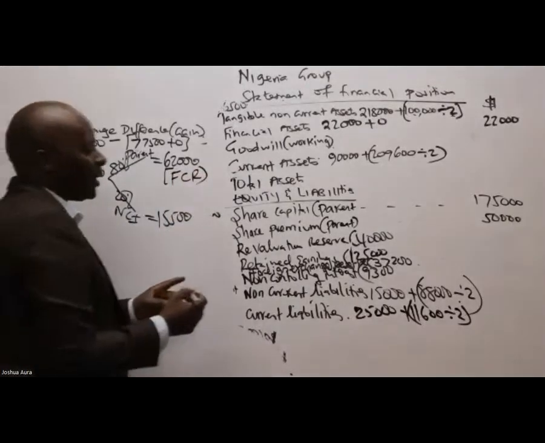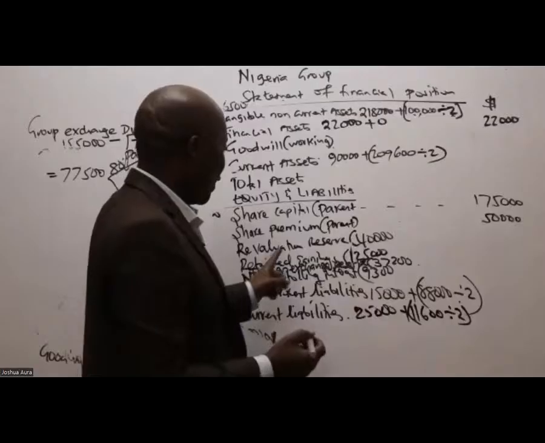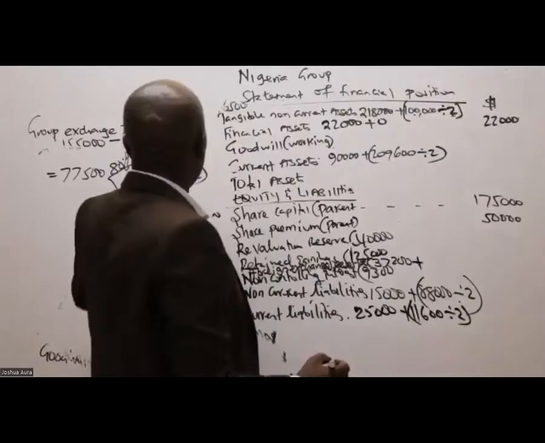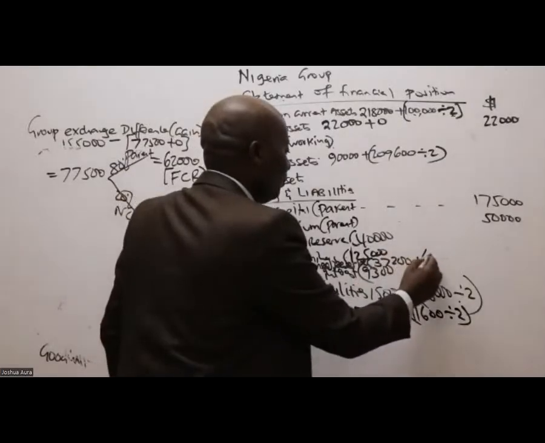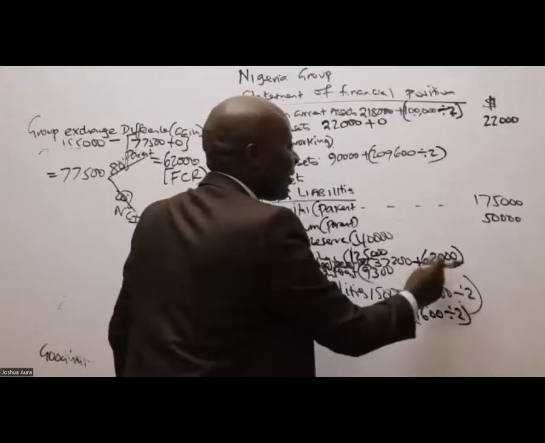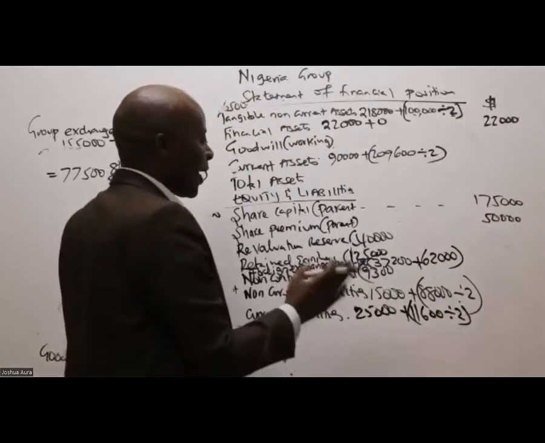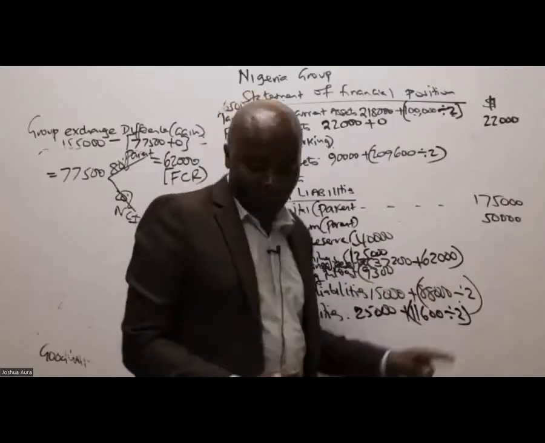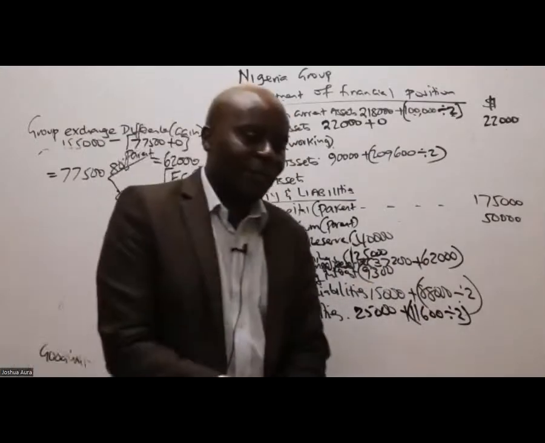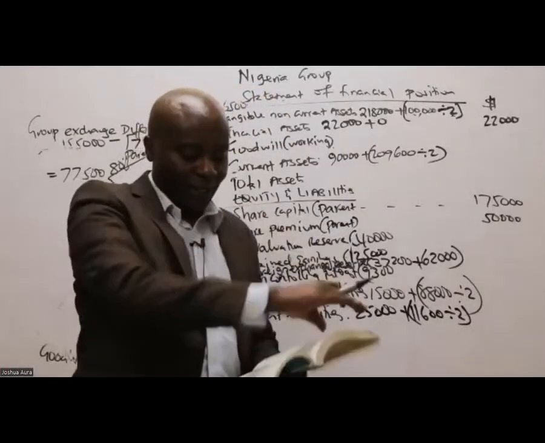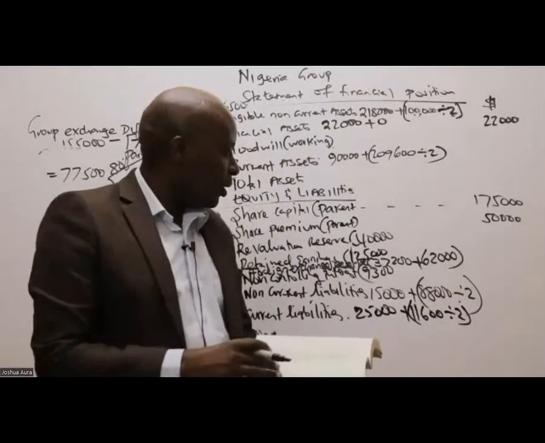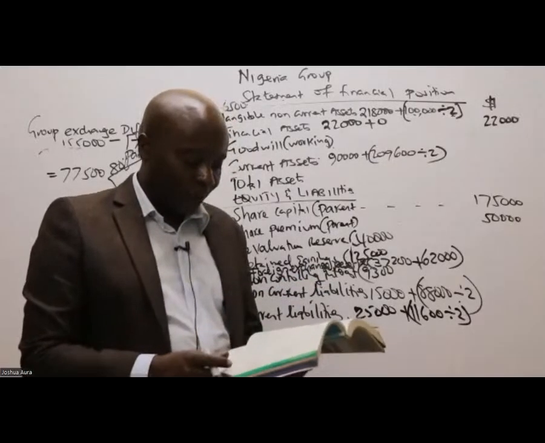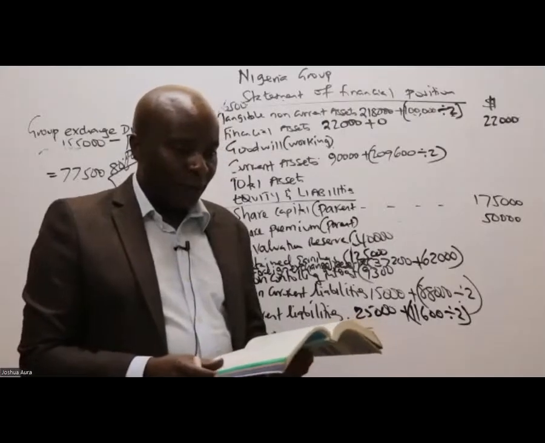So in your foreign currency or foreign exchange reserve, add plus 62,000. This is all for the foreign currency reserve. So could you kindly give me this figure? What is 37,200 plus 62,000? Under the foreign currency reserve, how much do we have there?